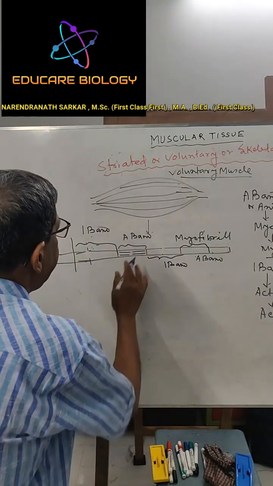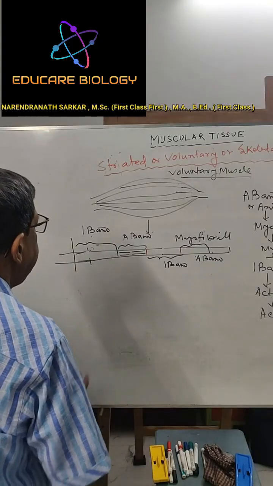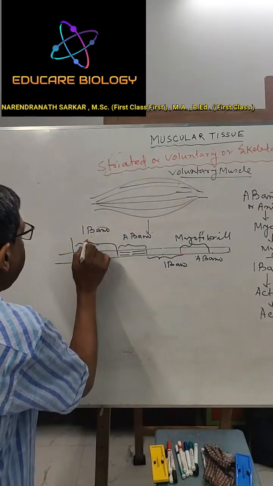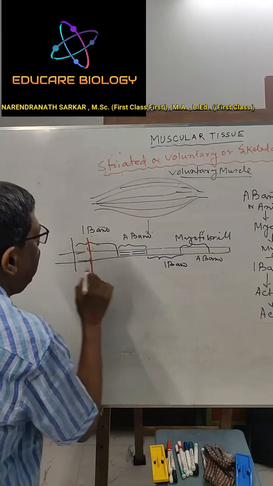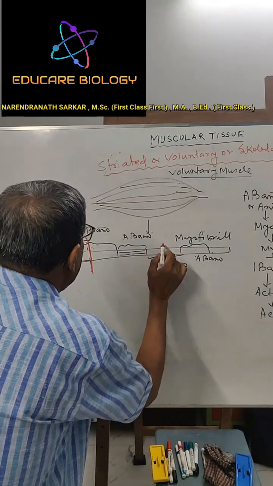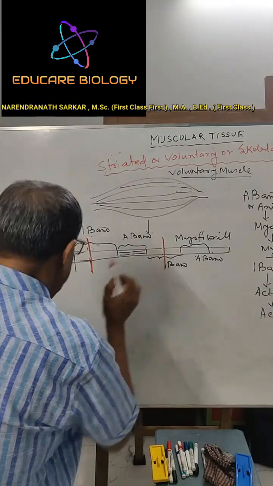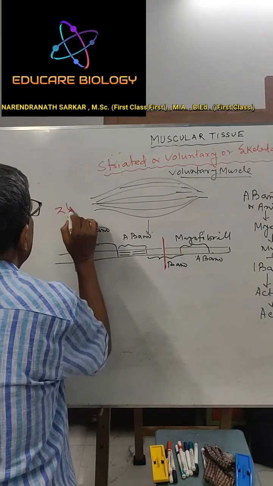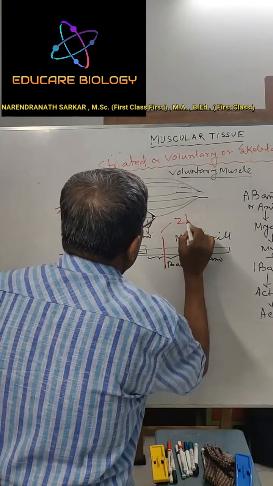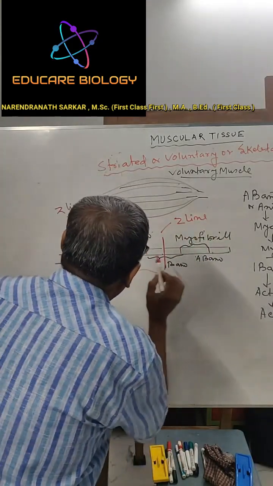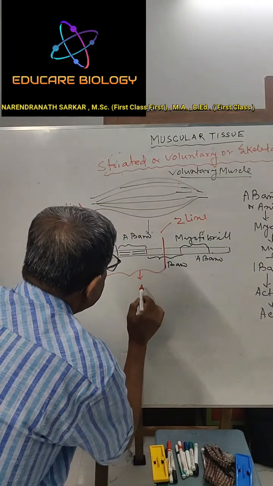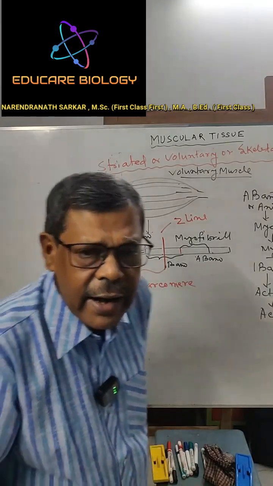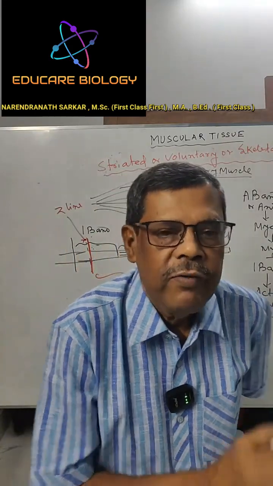This is A band, I band. In the middle of the I band, there is a line. This line is called Z line. The length between Z lines is called sarcomere. This is the contractile unit of the muscle fiber.